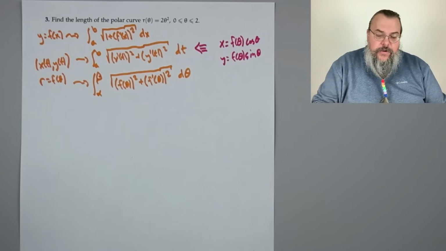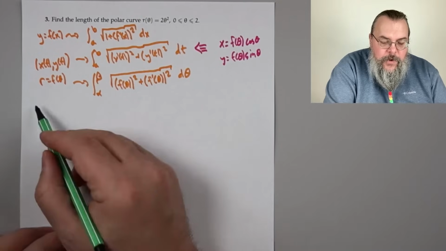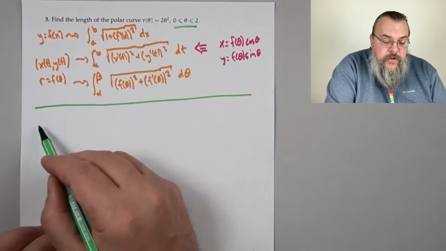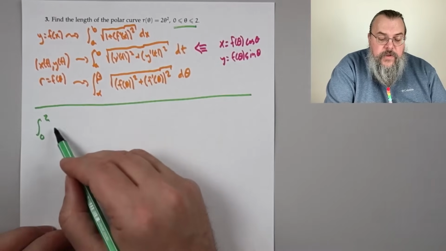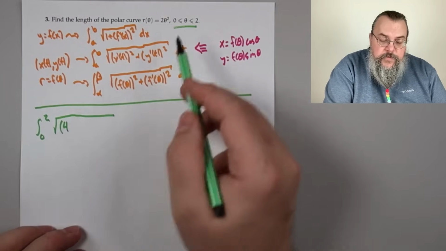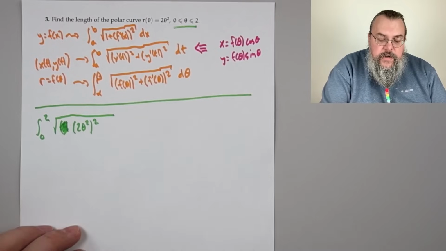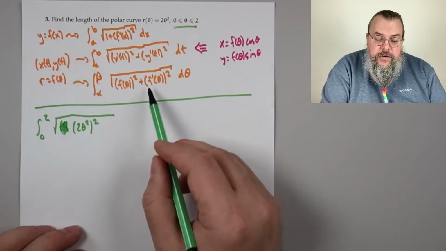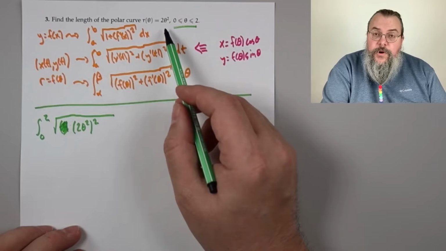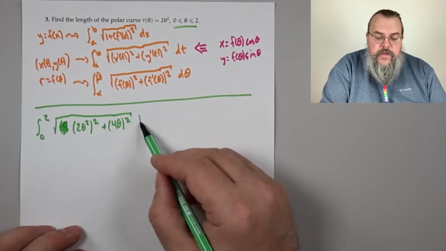So now we say, great, we know the formula. What comes next? Well, what comes next is we apply it. So we know our bounds, 0 to 2. Square root of the function squared, let me do it slowly: 2 theta squared, right, because I was squaring that. Plus the derivative of that. The derivative of 2 theta squared is 4 theta, so plus 4 theta squared d theta.